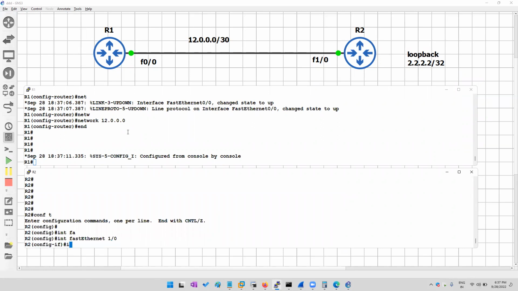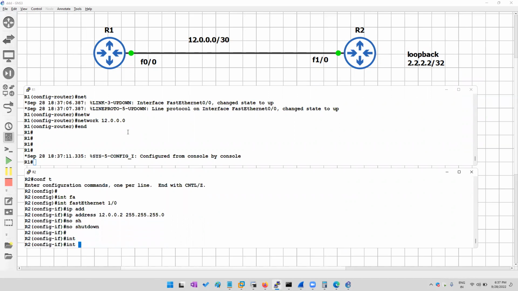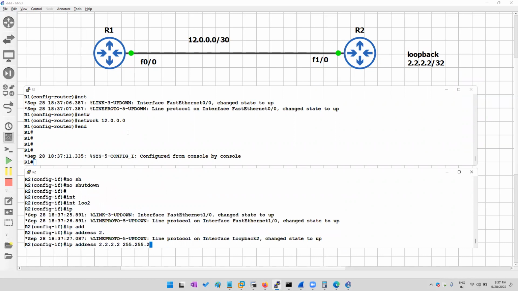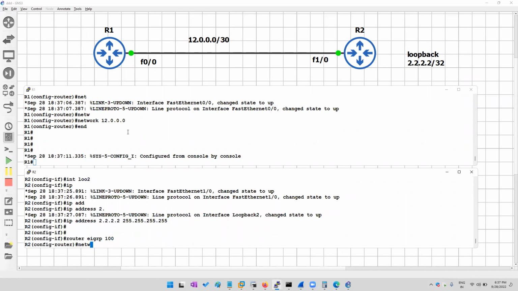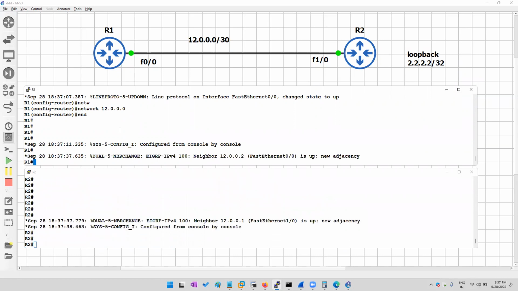And go to the R2 side. FA 1/0, IP address 12.0.0.2 with the subnet mask, no shutdown. Interface loopback 2, IP address 2.2.2.2 with the subnet mask, and router EIGRP 100. Network is any one. Okay, now go to R1 and verify.